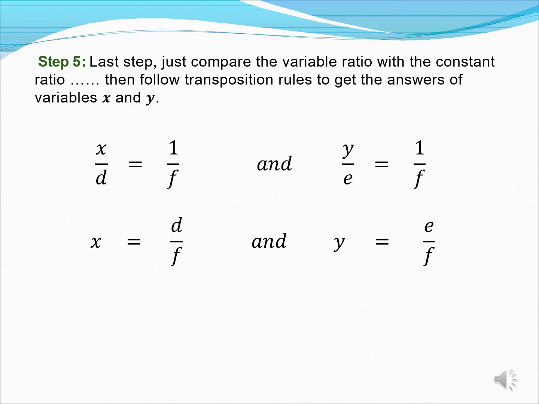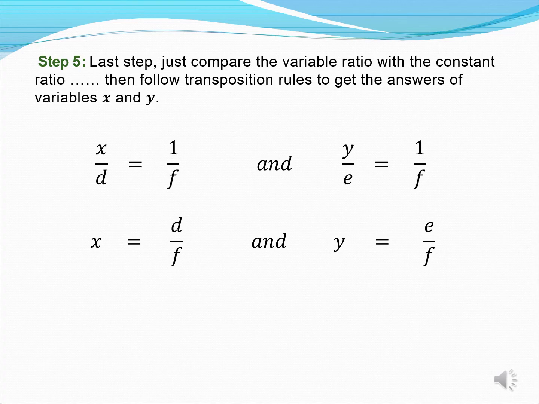You can see in the picture, we have moved d to the other side. So we are getting the answer of x. Similarly, we are getting the answer of y by moving e to the other side of the equals sign. I am hoping that you have understood the 5 steps to get the answer of a pair of linear equations using the cross multiplication method.